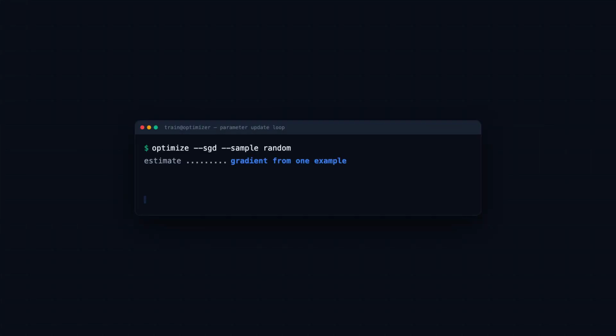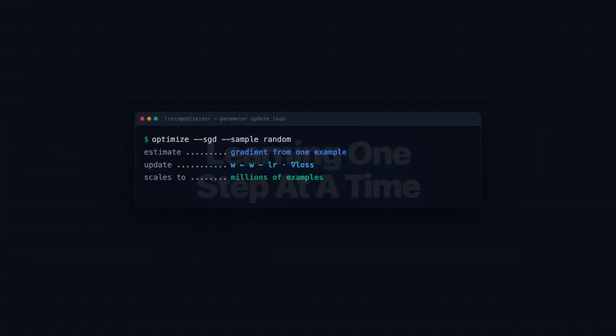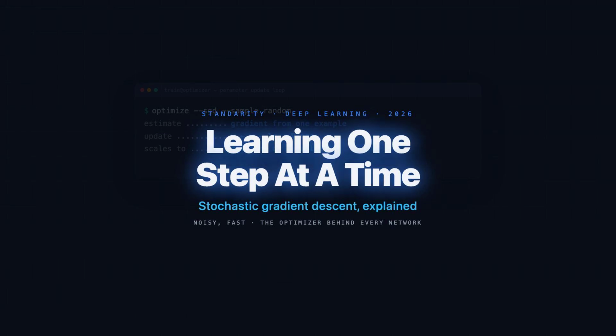Training a modern neural network means finding the right value for millions of parameters, and the textbook way to do that is to compute the gradient over your entire dataset before every single step. On a tiny problem, fine. On millions of examples, you would wait forever for one update, and your memory would give out first.